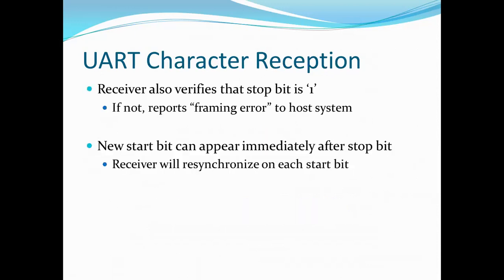UART character reception. Receivers also verify the stop bit: if it is a one, fine; if not, report the framing error to the host system. If a stop bit is not found or a stop bit is zero, it will report a framing error to the host. So what is the framing error? We are sending one frame, that is a chunk of bits, 8 bits, 7 bits or 5 bits. These chunks of bits we can call frames, as in another communication system. So the error which occurs in these frames is known as a framing error.